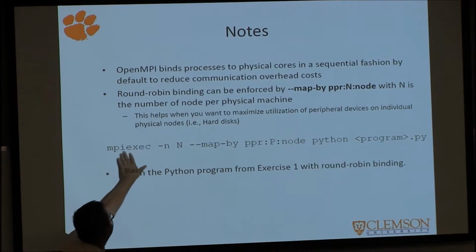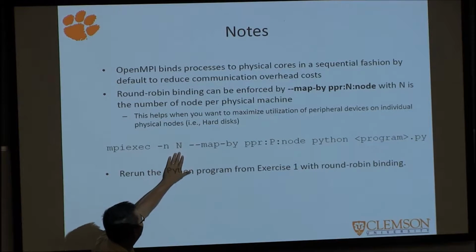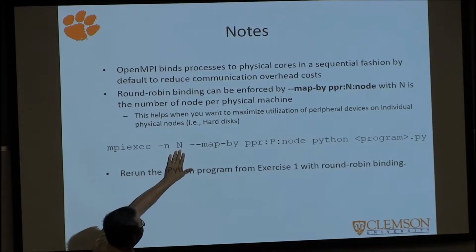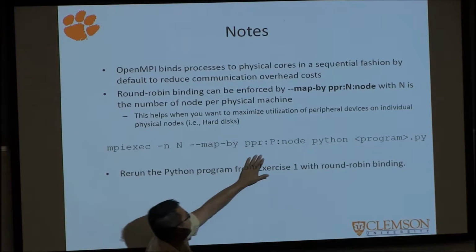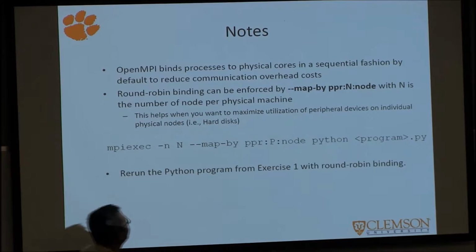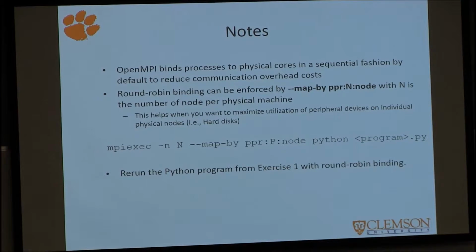What this means is, I want my MPI program to run with 16 cores, but I want to map one process per node. Try to rerun the Python program with the round robin binding.